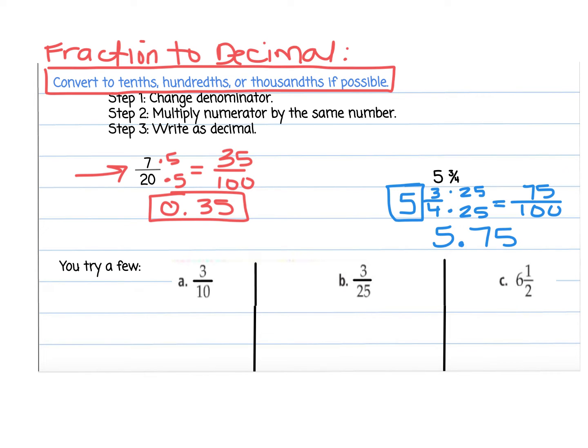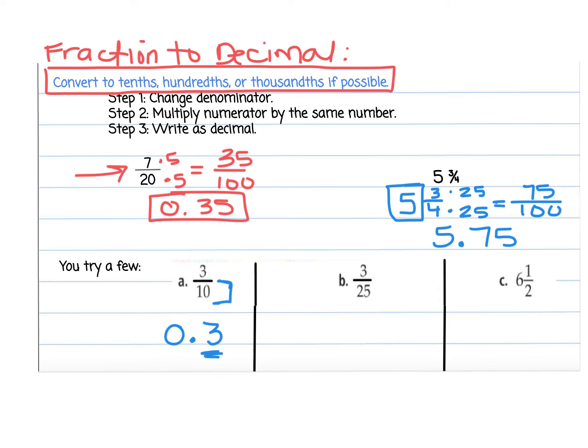Okay? You can pause and try a few, or continue to do these in your notebook along with me. So 3/10 already has a 10 or 100 or 1,000 in the denominator. So 3/10 is just going to be 0.3. Because remember, whatever the denominator ends in, if it's tenths, hundredths, thousandths, then that's what it would be in the decimal.